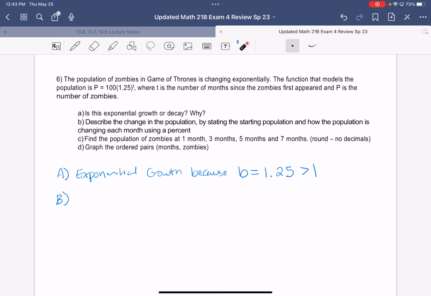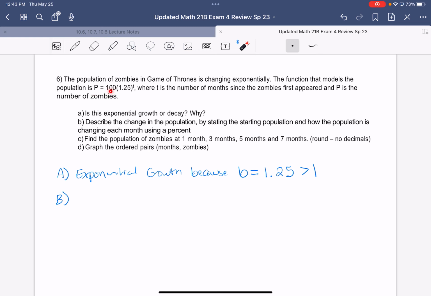Part B. Describe the change in the population by stating the starting population and how the population is changing each month using a percent. Okay, so one thing at a time. First of all, what is the starting population? Looking at this equation, you should be able to say what the starting population was. What is it? 100. Good.